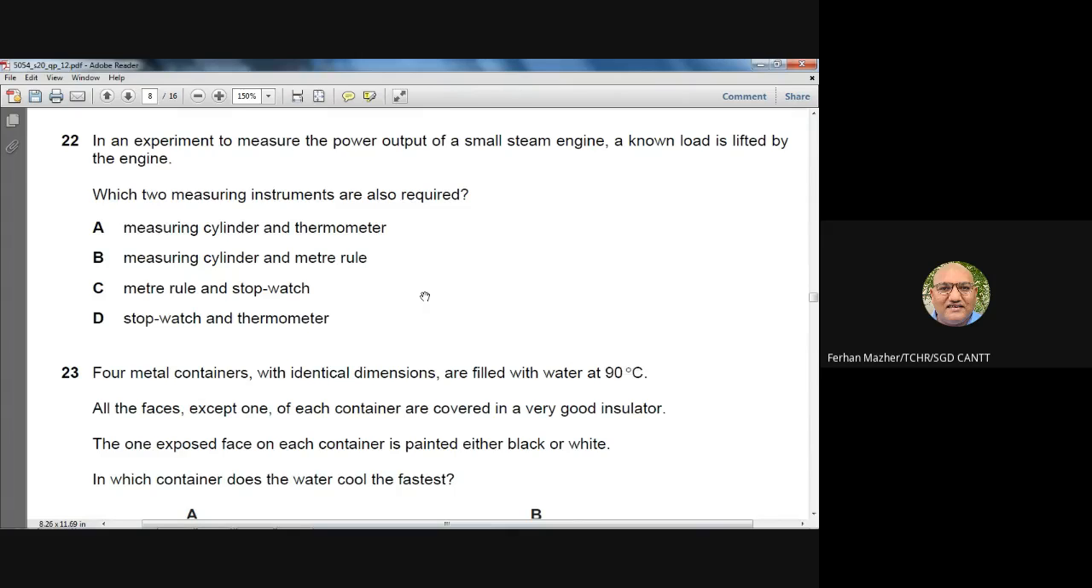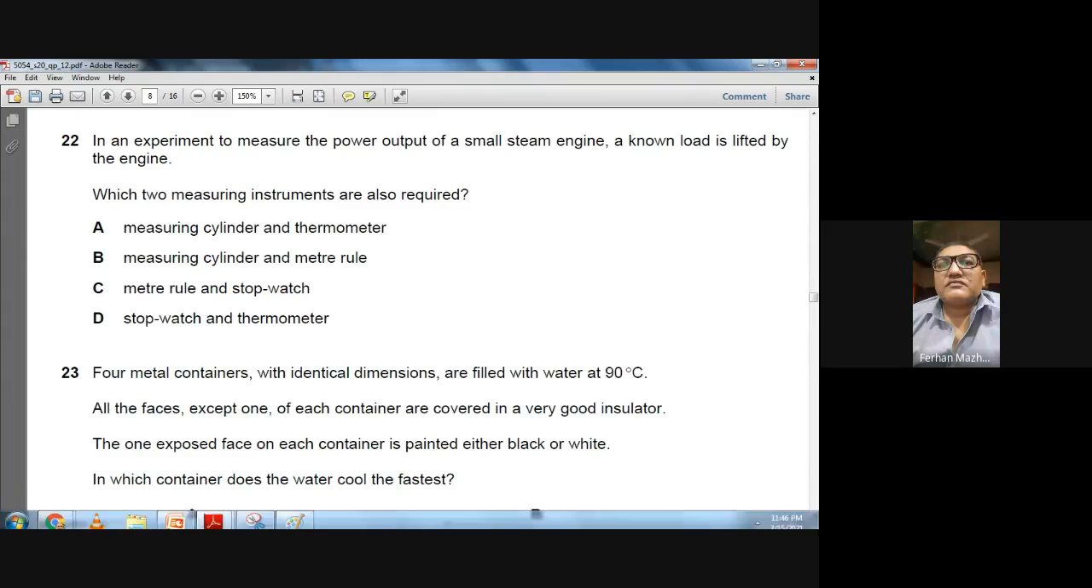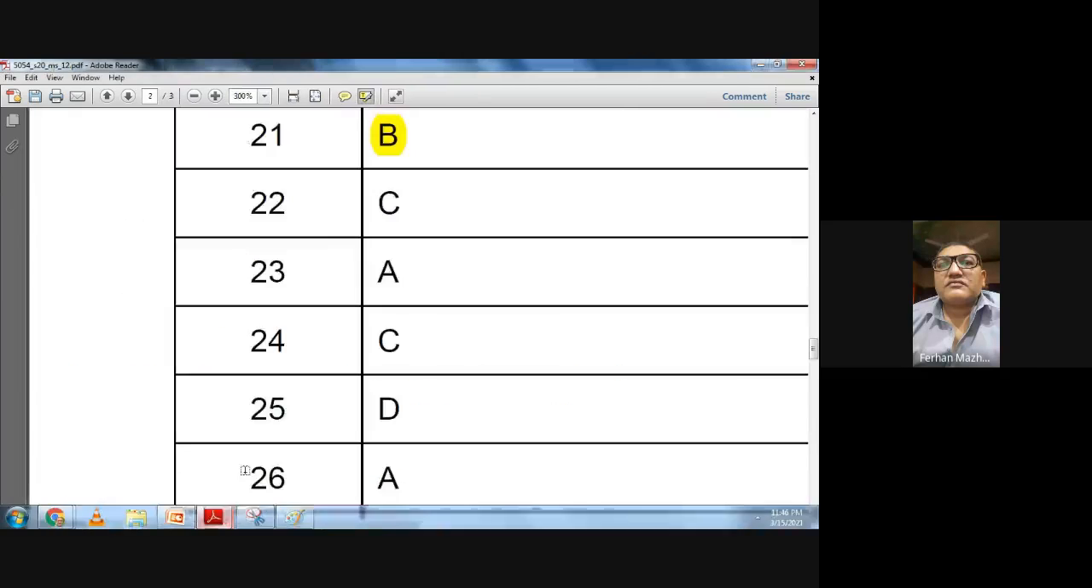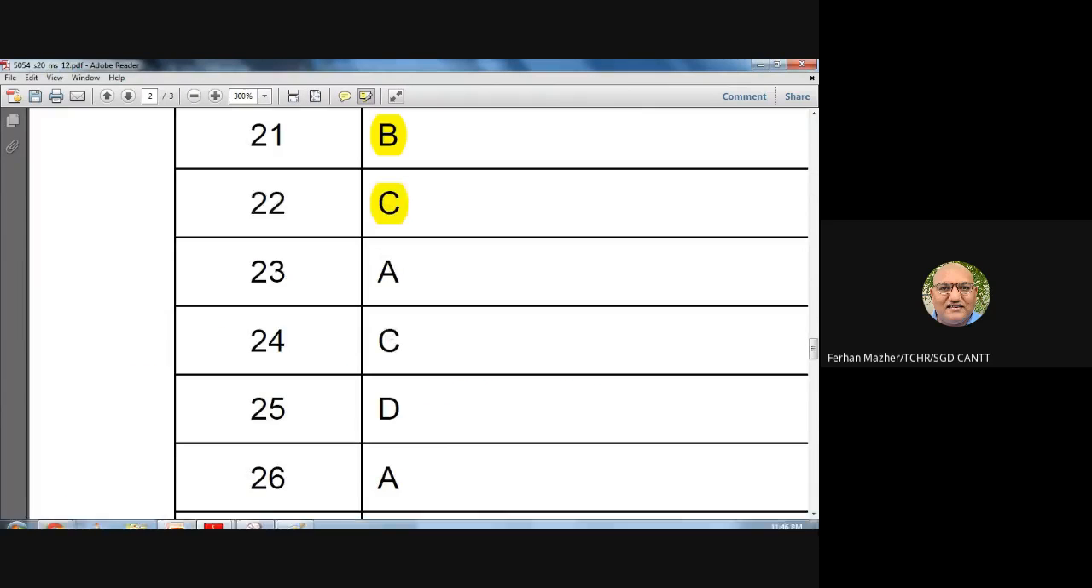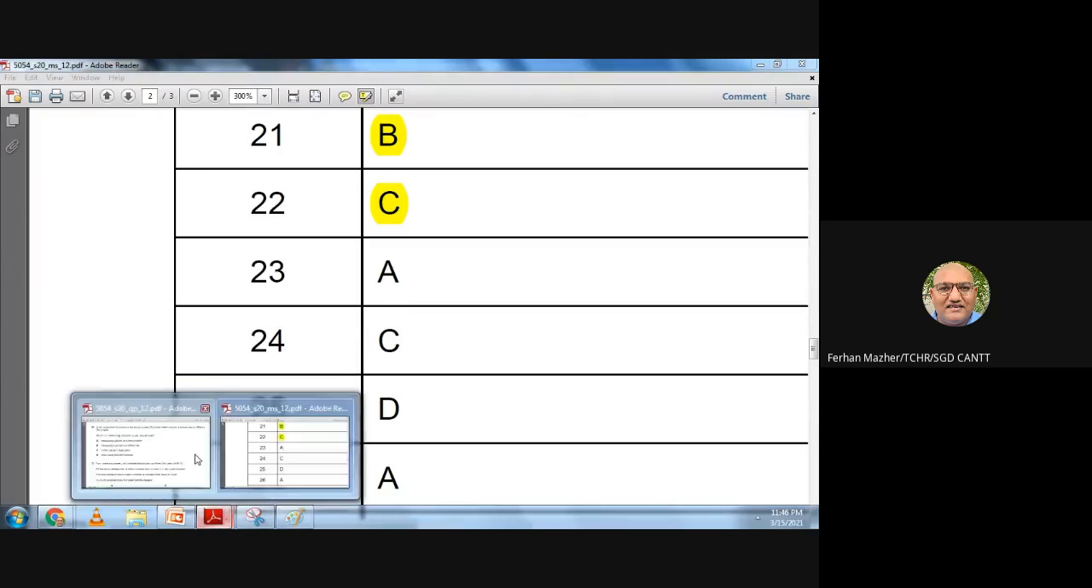Which two measuring instruments are also required? Measuring cylinder and the thermometer? No. Measuring cylinder and the meter rule? No. Meter rule and the stopwatch? Yes. I think C is the best option. Question number 22, C looks the best option. Okay. The next question.